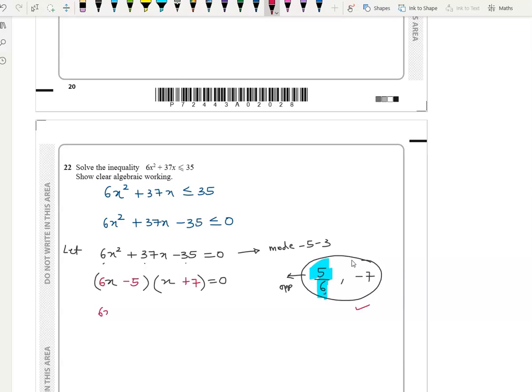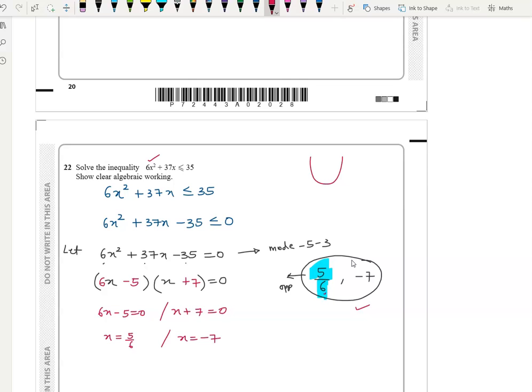So take each bracket equal to 0. So you get x equal to negative 5 will become positive 5 and divide by 6, and plus 7, when you move it to the right, it will become minus 7. So these are your two solutions for the given function when it is equal to 0. Now we need to have a little idea about graphing. It is a quadratic function where the coefficient of x square, 6, is positive, so your graph opens up.